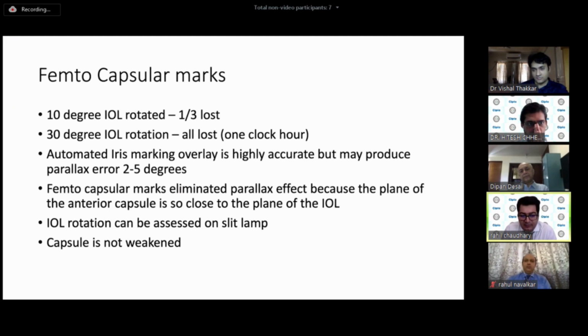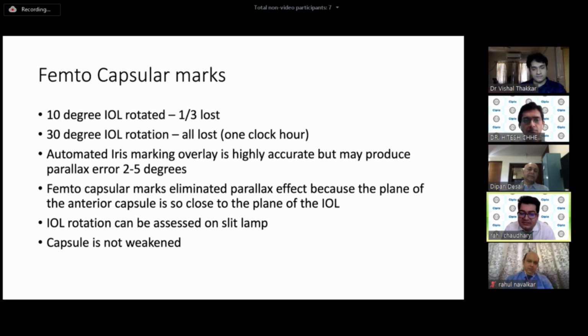So it is very important to put the IOL bang on the axis to get the best results. Now, we have automated iris marking systems and digital overlay systems like Verion, and they are highly accurate. But the only issue is that sometimes corneal overlays can produce parallax errors, which can be to the tune of 2 to 5 degrees. So femto capsular marks can eliminate this parallax effect because the plane at which we are putting the IOL almost coincides with the plane of the capsule. And IOL rotation can be assessed on slit lamps because the marks stay there.